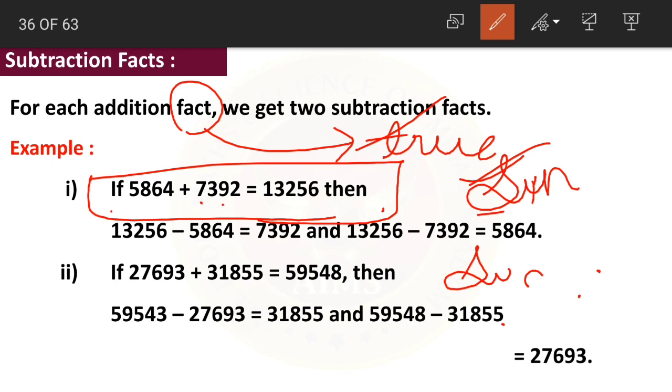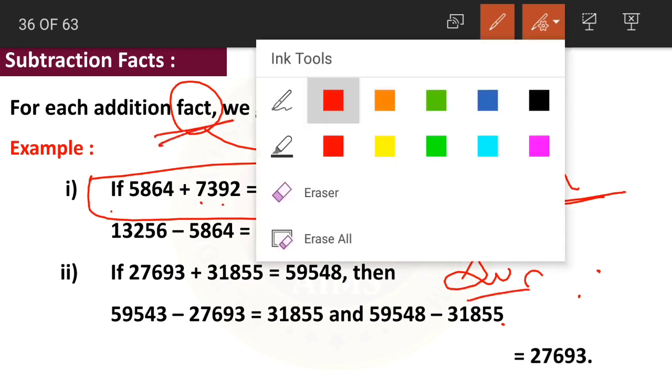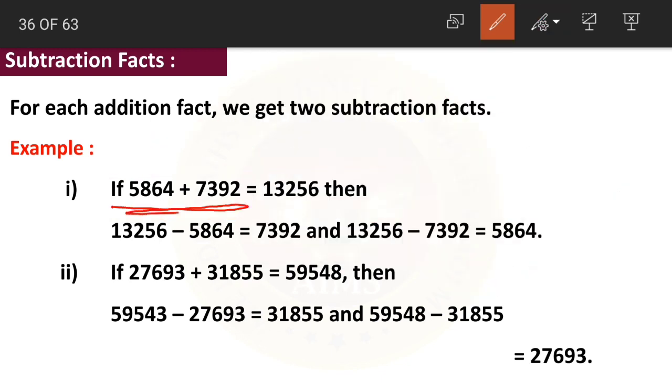It can never be possible that the sun does not rise in the east. So such statements are called facts, which are true. Now here we have just checked, by adding these two, the answer is 13,256. No matter who adds, even if I do the addition or you do the addition or your friend does the addition, the answer will be this only. So the answer will not change. So this is the fact here.